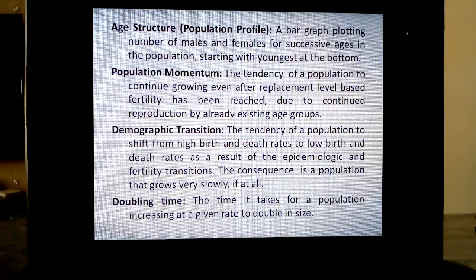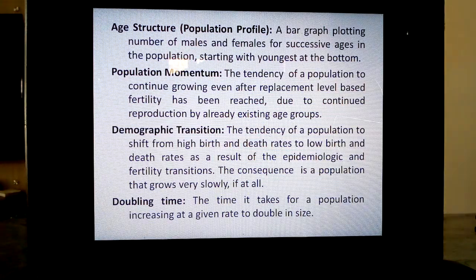Shows that age structure. How many aged people are there? How many middle-aged are there? How many are in youth? How many are in the old? That is called population profile, bar graph. If the youth bar is more, that country is having more of youth. If the child bar is more, then that country is having more young children. They start with the youngest at the bottom and old at the top.